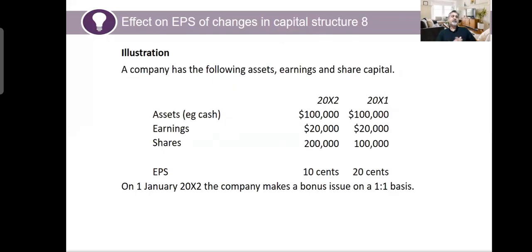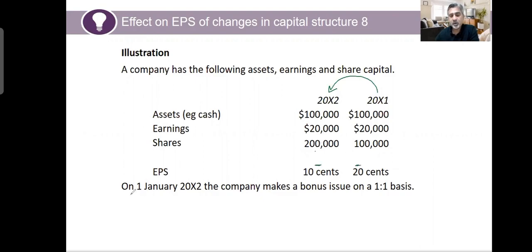Let's see one example. It says that a company has the following assets, earnings and share capital. Cash is 100,000 in 2001 and 2002. Earnings are 20,000 in both years. Shares are 100,000 in 2001 and 200,000 in 2002. You see, from 2001 moving to 2002, the number of shares has increased. EPS was 20 cents and here 10 cents, because you do earnings divided by shares. So 20,000 divided by 100,000 was 20 cents. 20,000 divided by 200,000 is 10 cents.